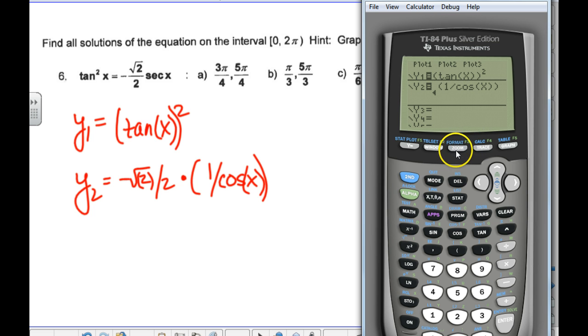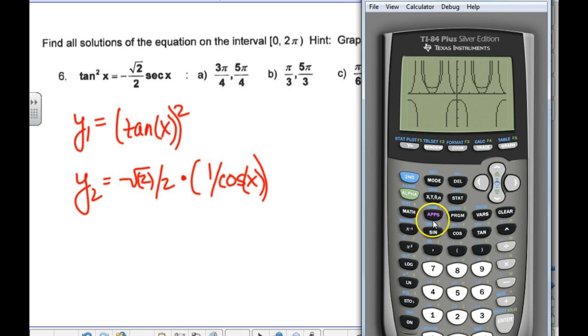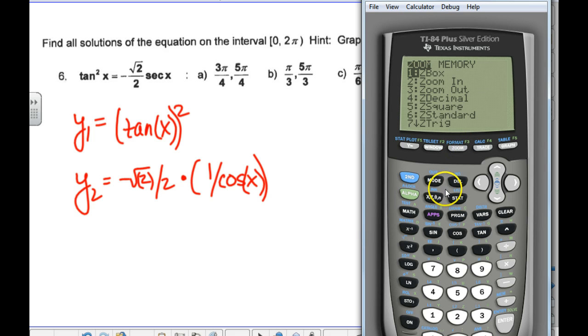I think a zoom trig is a fine window, so I'm just going to do a zoom trig again. We'll see if it's not good. We'll figure it out. All right, so tangent was squared, so it came out with only positive answers. And then we had a funny stretched secant graph. All right, so it wants the answers between 0 and 2 pi. So I guess I could change my window to just be 0 to 2 pi. You wouldn't have to, but that will help us see them clearly.